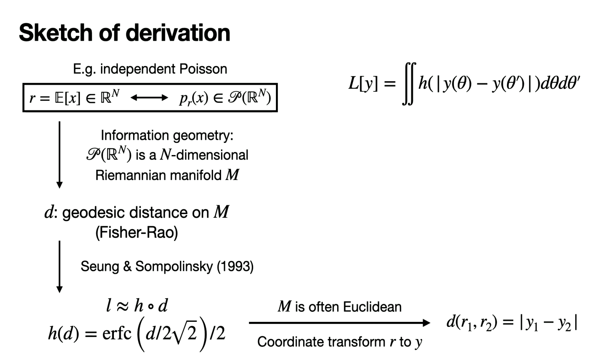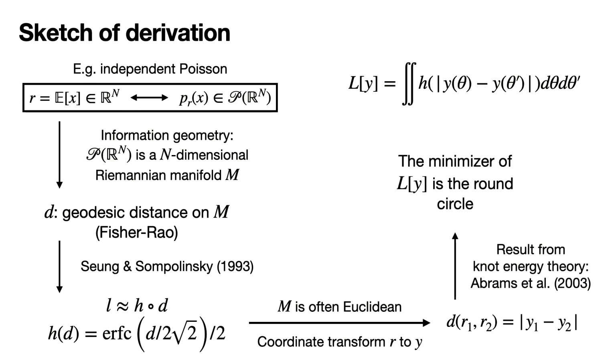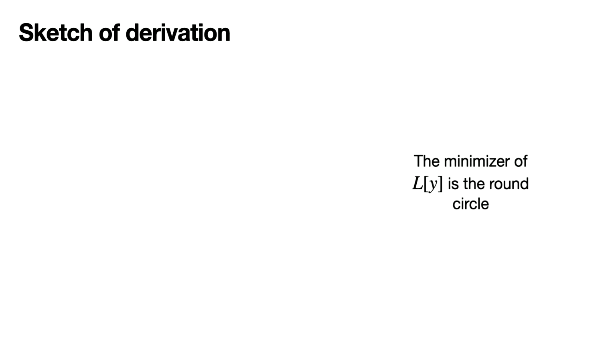And luckily, for a lot of noise models, the manifold is Euclidean. And we can make this structure explicit by doing a coordinate transform from the finite space R to an alternative coordinate y, where the Fisher-Rao distance is explicitly Euclidean. This allows us to invoke a result from knot energy theory to conclude that the minimizer of the cost function is the round circle in the y coordinates.